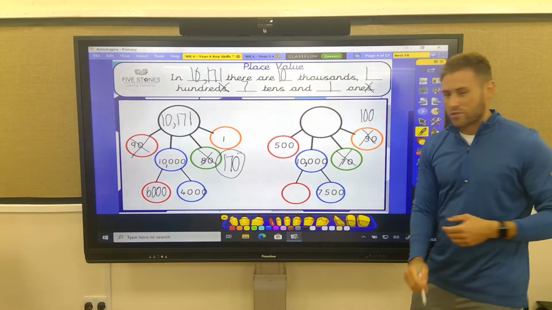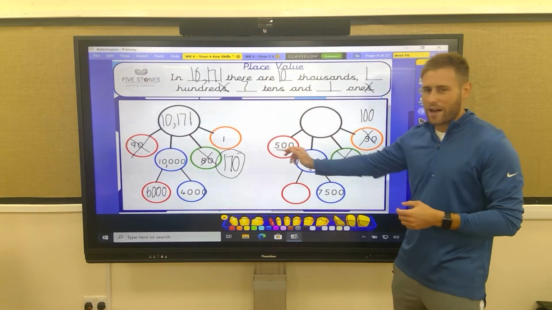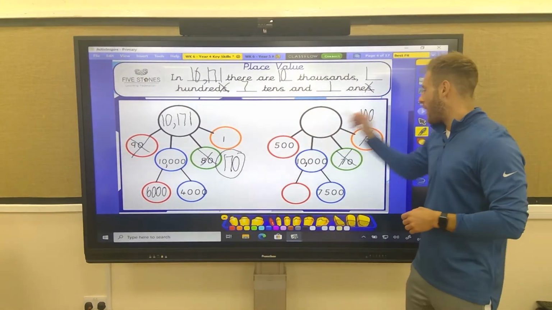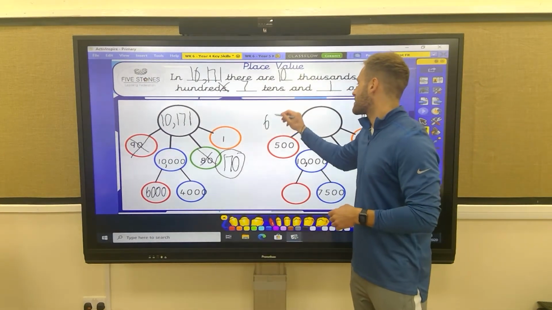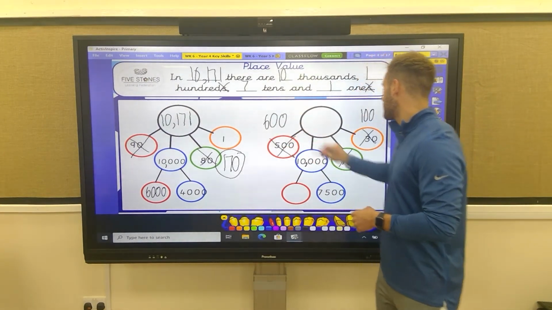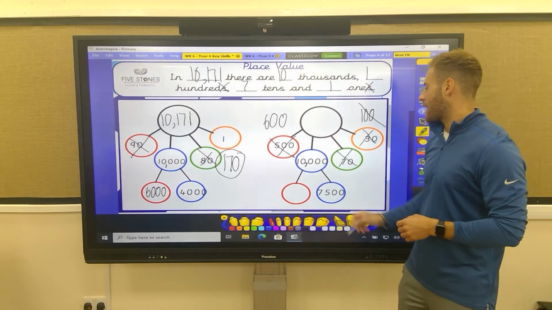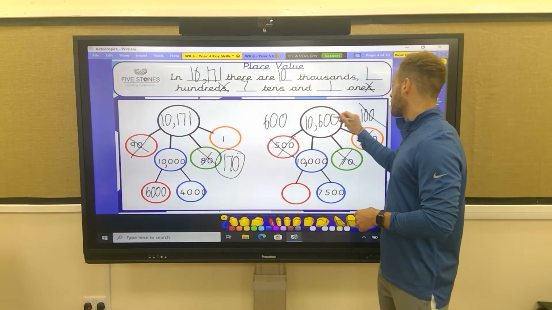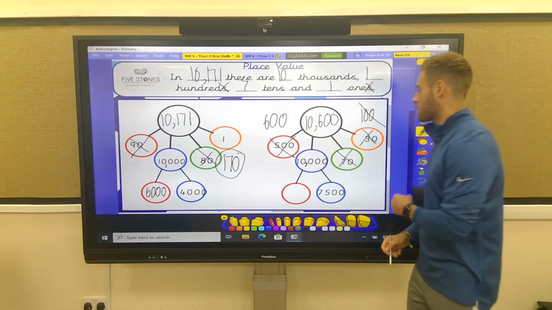Fantastic. So now we've got 10,500, 100. We've got another likeness of 500 and 100, which combines together as 600. So now we have 10,600. Again, you can put the comma in there, but it does not need to be there to be mathematically correct.